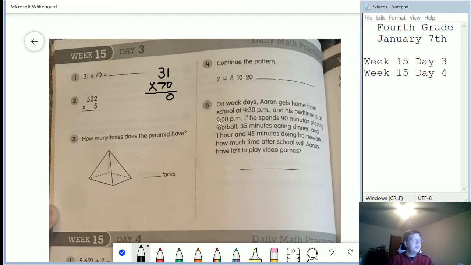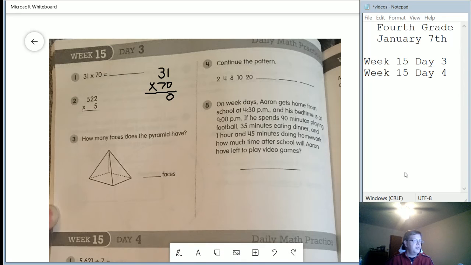So we want to figure out how many minutes there are between 4:30 p.m. and 9 p.m. And then we are going to add up these total amounts of time and then subtract from our amount of time that we have between 4:30 and 9 p.m. And then that will give us the amount of time that he had available to play video games.